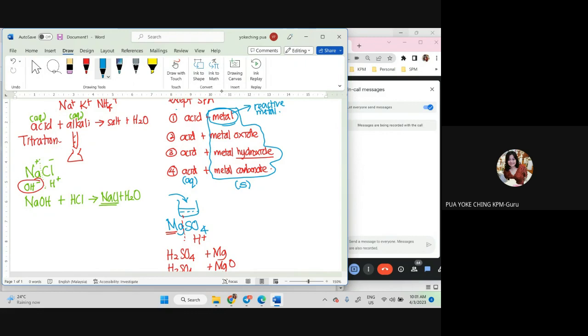Okay, terutamanya kalau Cu memang tak boleh. Okay, let's say saya nak CuCl2. So, you ambil HCl tambah Cu. Ini tak jadi. Tapi you boleh buat HCl tambah CuO. Ini boleh. Okay, because Cu is a less reactive metal.